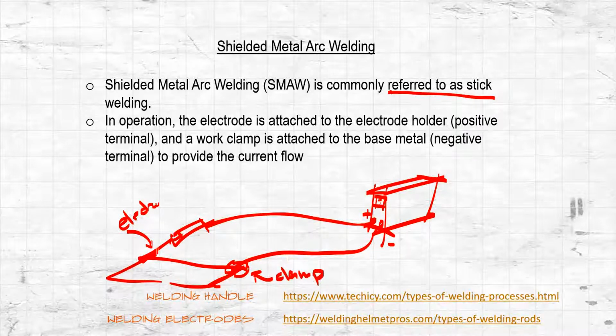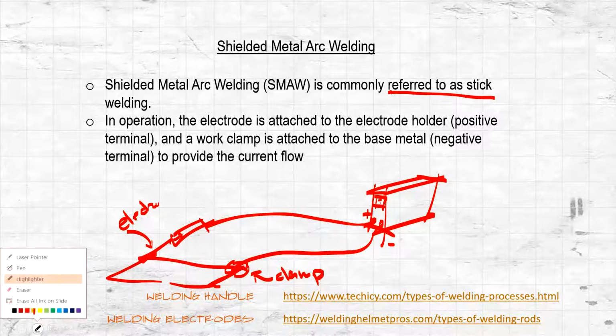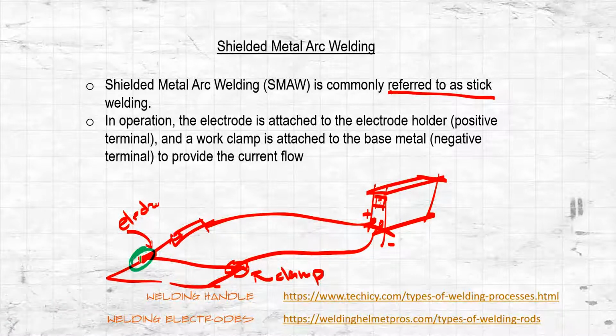So that when this electrode strikes the material or the metal, it conducts electricity, and in this vicinity there's going to be a spark. Because of that spark it's going to be a high temperature, and it's going to fuse or melt the metal.